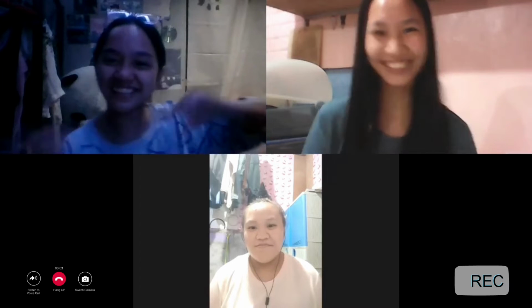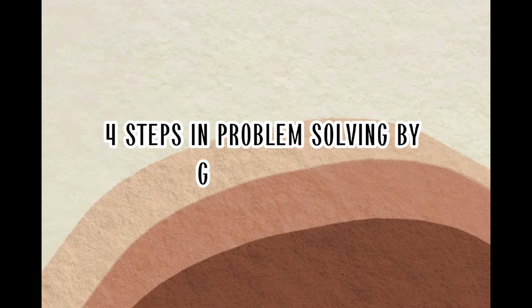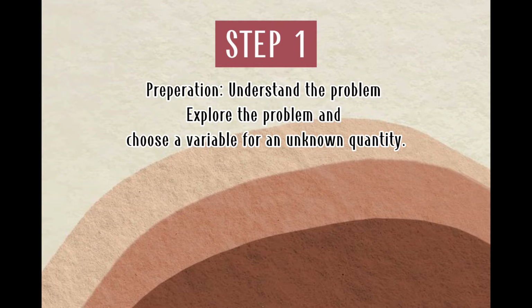Okay, let's start! Introduction. Problems are everywhere and it's essential that you know how to solve problems correctly. In solving a math problem, you need to read the problem entirely and list down the information needed. It is done in a step-by-step process to keep you directed to find the correct answer. Four-step problem solving by George Polya. Step 1. Explore. We need to understand the problem and choose a variable for the unknown quantity.